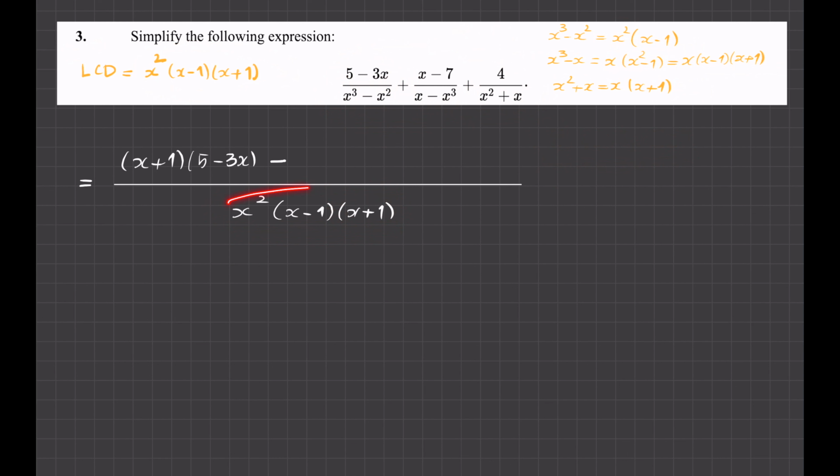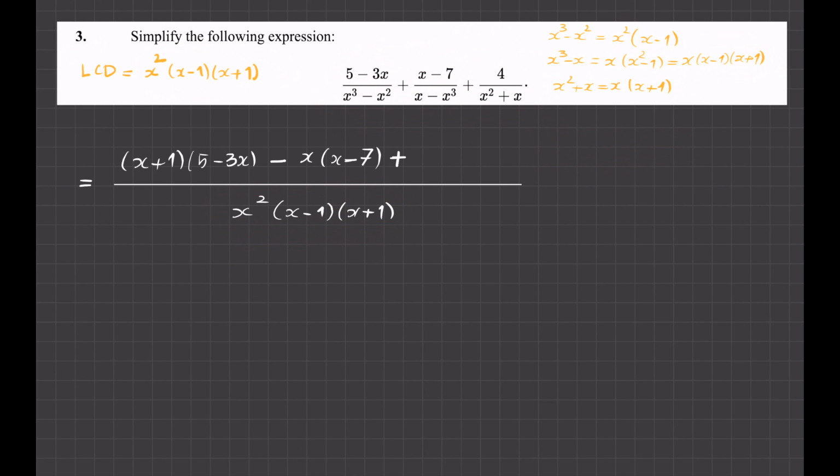And then I compare the LCD with the middle one, which is this one, and you see that I have just one x extra. Why? Because x plus 1 is x plus 1, x minus 1 is x minus 1, but my LCD has 2 factors of x in it, but this has only 1 factor of x. So I have 1 extra factor of x. That extra factor of x should be multiplied in the numerator. So it becomes x times x minus 7. And the next one is plus.